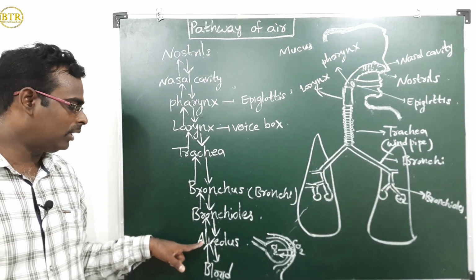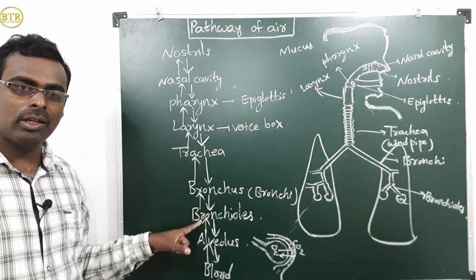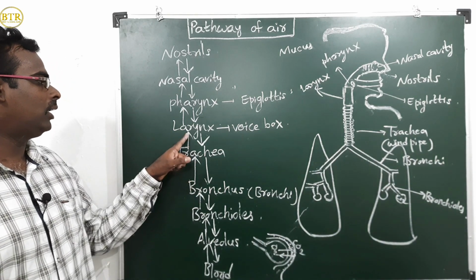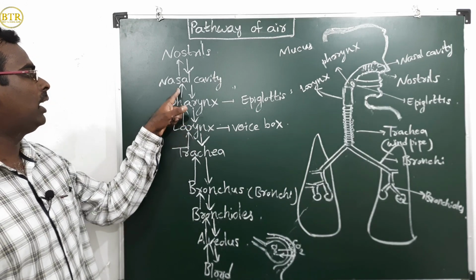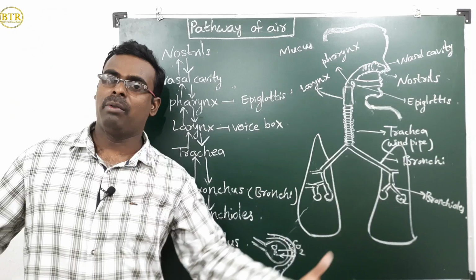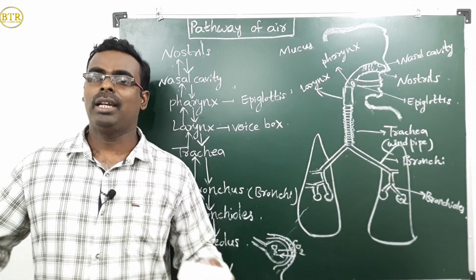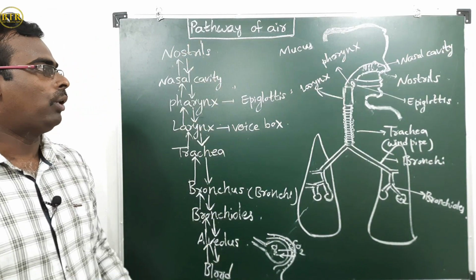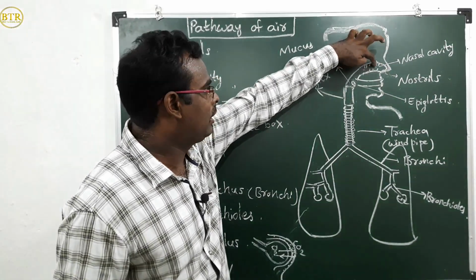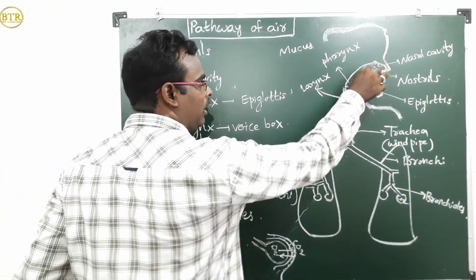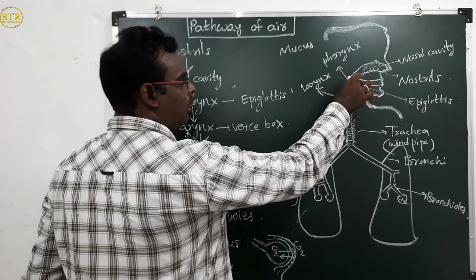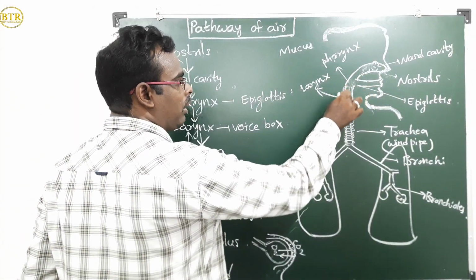So that air which contains more carbon dioxide next moves to the bronchioles, from the bronchioles to the bronchus, then to the trachea, then the larynx, then pharynx, then nasal cavity, then nostrils. By the nostrils, that air which contains more carbon dioxide is released outside. This is the pathway. See, we take the air through the nostrils. After that, it enters into the nasal cavity. Then air enters into the common place, the pharynx. Next, air goes to the voice box or larynx.